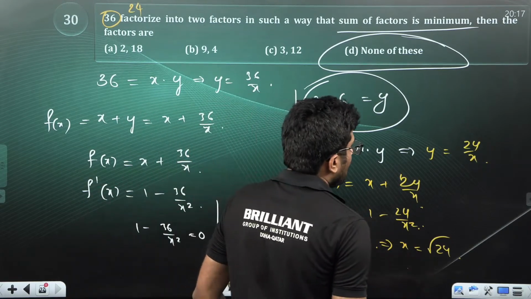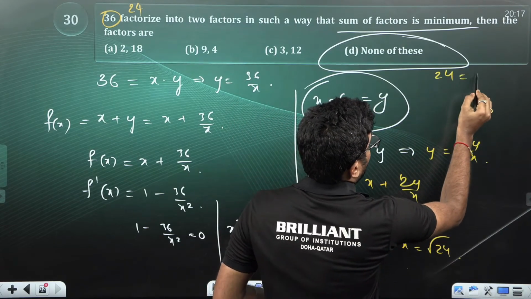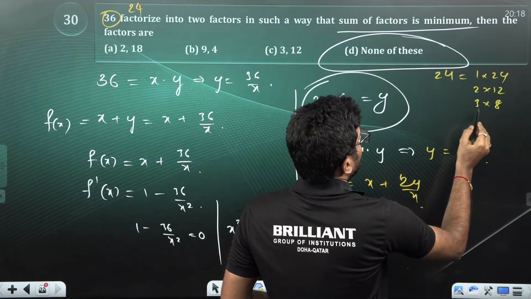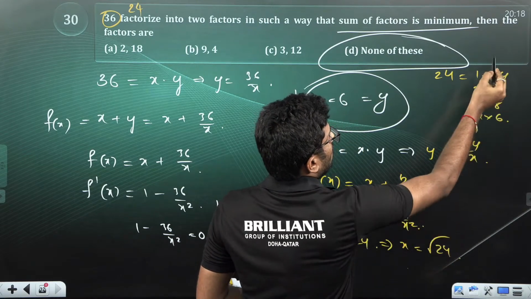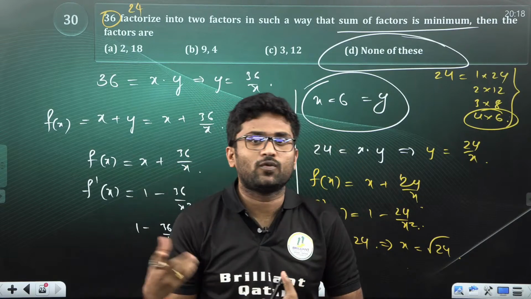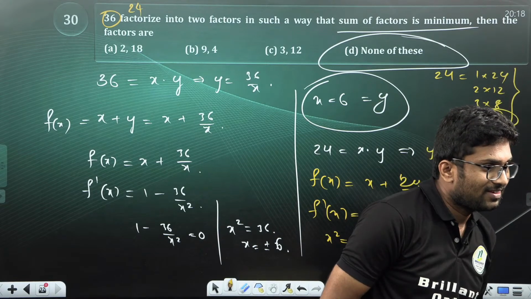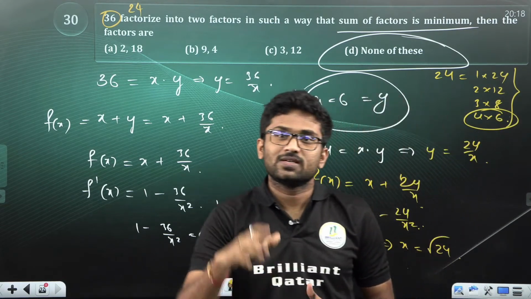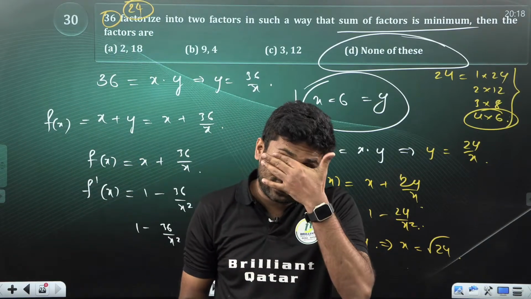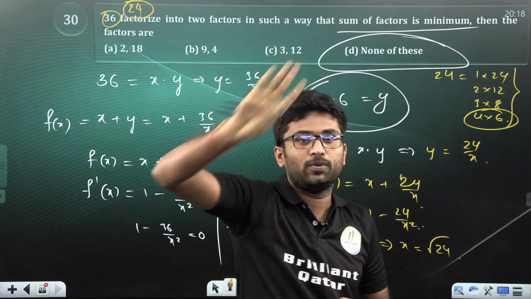For the normal cases, what do we do? Check the factors. 24 can be done as 1 into 24, 2 into 12, 3 into 8, 4 into 6. Of those, the least sum will be 4 into 6. The sum will be minimum only if x is equal to 4 and y equal to 6 or vice versa. But they never ask you for non-perfect squares. They will be asking you only for perfect squares. That's it. I hope you understood, guys.